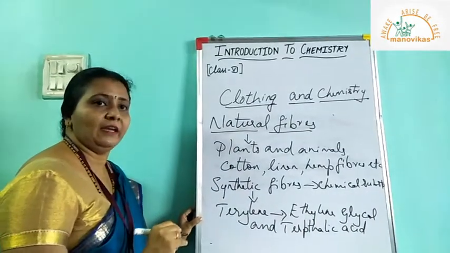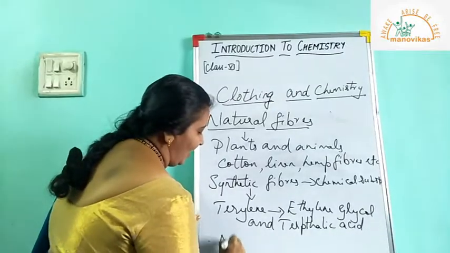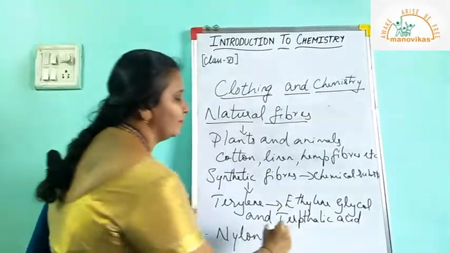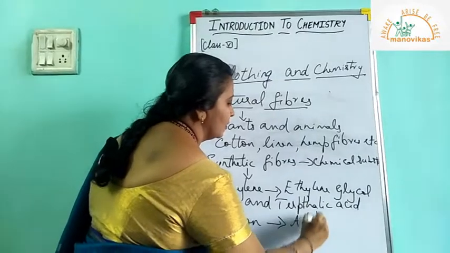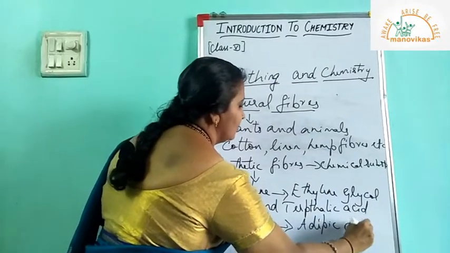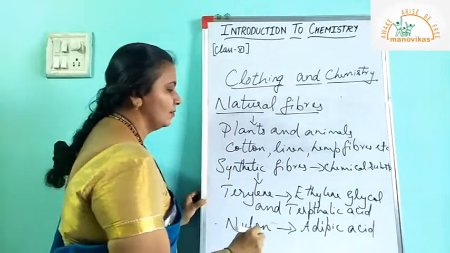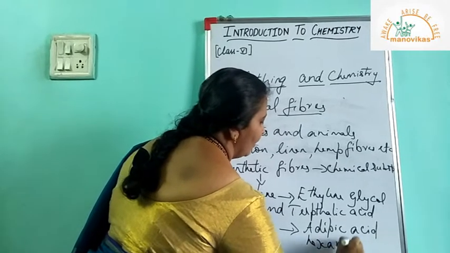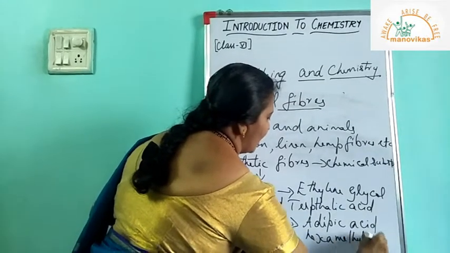Next, let us see nylon. Nylon is made up of adipic acid and hexamethylene diamine.